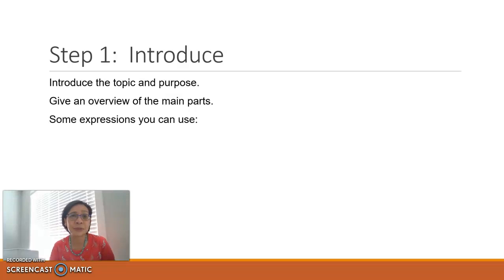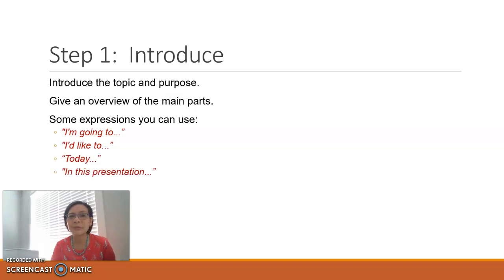You can do this by simply using some simple expressions such as, I am going to tell you about. If you remember at the beginning of this video, I said, I'm going to tell you 3 steps in delivering a better oral presentation. Or you can say something like, I would like to talk about, or I would like to share my opinion about the topic of such and such. Or today, I'm going to tell you about, or in this presentation, I'm going to share an opinion, or my presentation has 2 parts.